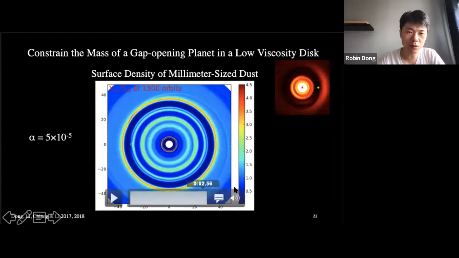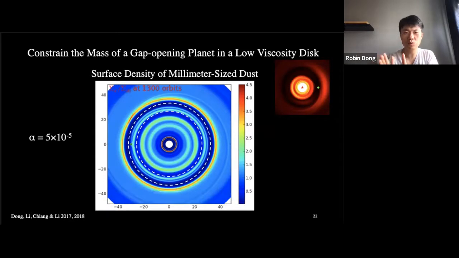Okay, so back to our new simulation. Out of all these gaps, let's pay attention to two particular ones. These two gaps are on the two sides of the planet's orbit. They sandwich a ring of dust in between them, and together with another two dust rings on the inner and outer side, we're looking at a very characteristic triple ring and double gap structure.